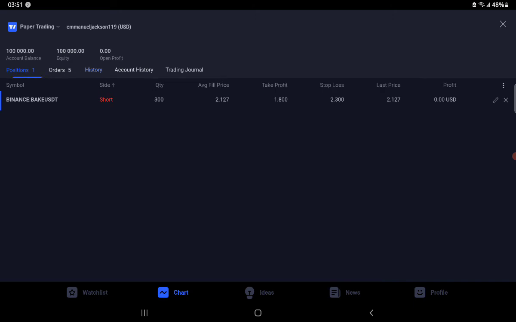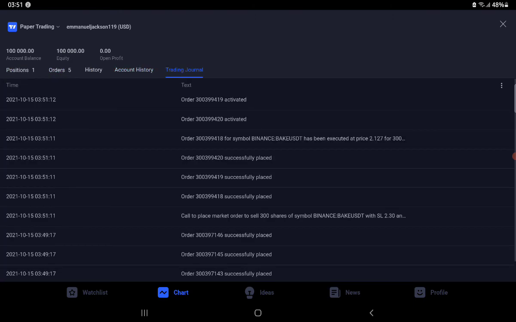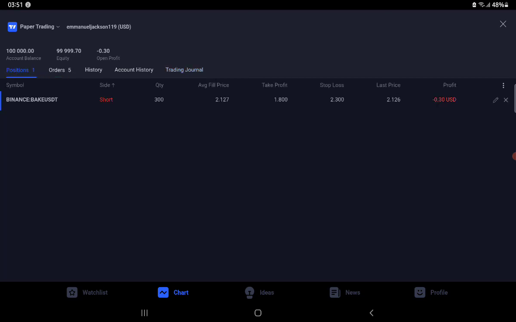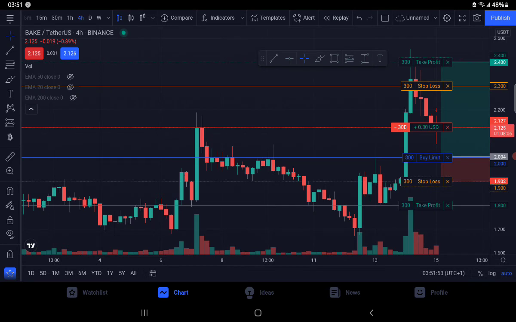And when it hits your target, it closes, and the rest. You can see your trading journal as a record of an order that was activated at this price and that, and it shows your liquidity. So with this, you can backtest your trades and know if you are making a right trading plan, right strategy, before you test it with real funds, maybe on your Binance application and the rest. So you can use this for backtesting and gaining confidence.